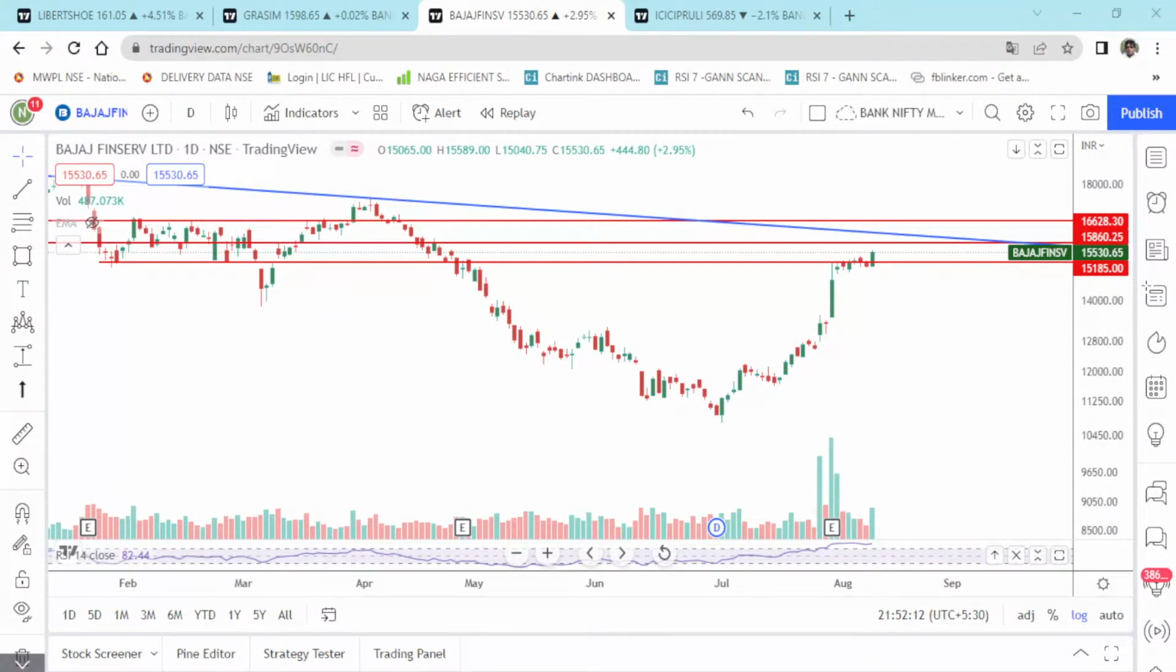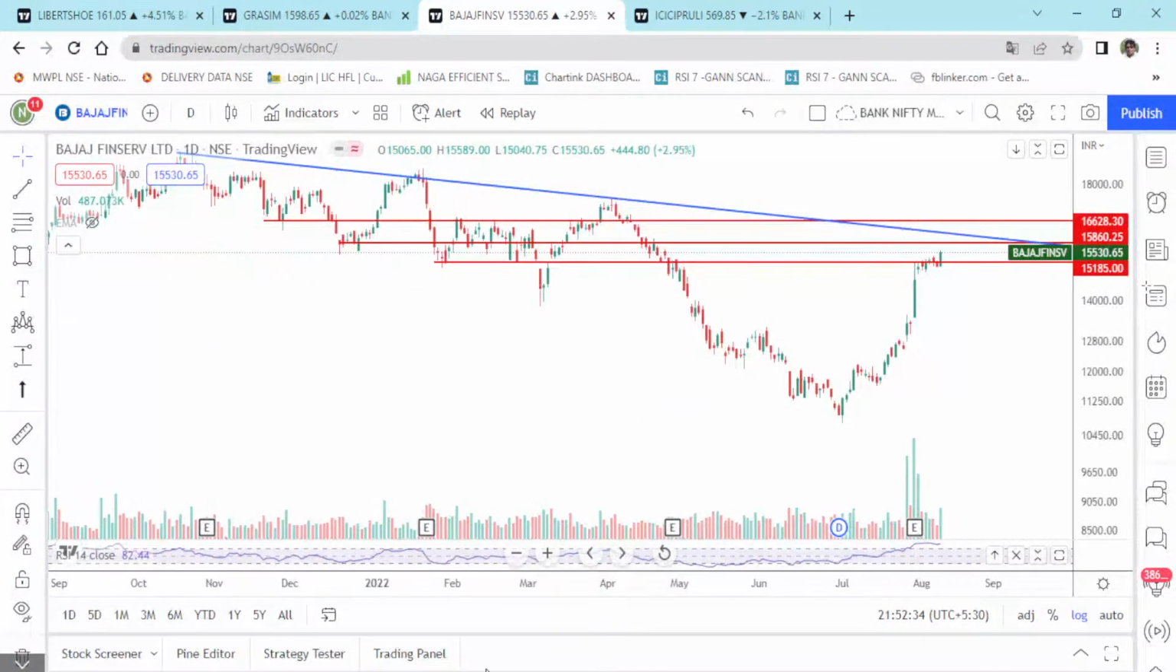This is not the right time to enter Bajaj Finserv. The rally started long back, at least 20-30 days back. It started almost from 11,000 and has gone up till 15,000. Right now, after 4,000 points of rally, taking an entry is not really good for us, because if it falls, the risk will be really high.